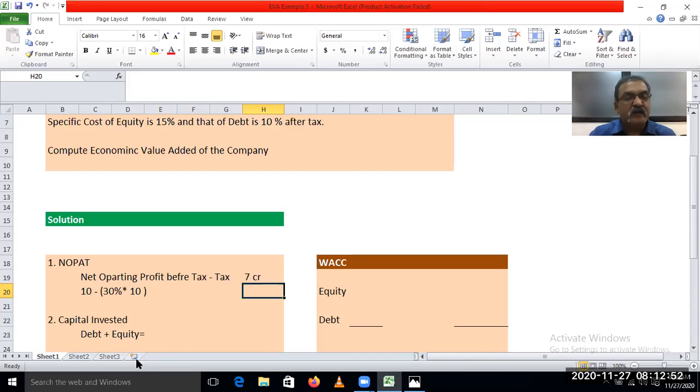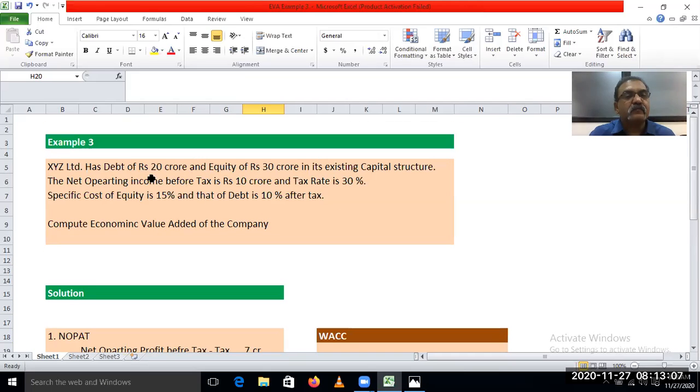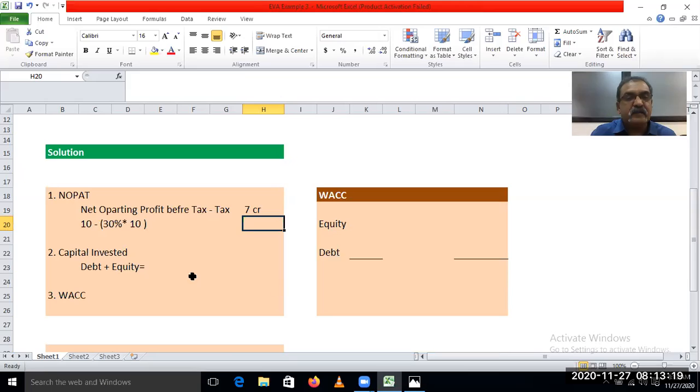Now next one, capital invested. Capital invested means what? We have seen it in our introductory video. That is debt plus equity. So check out how much is the amount of debt and how much is the amount of equity. It is given in the example that XYZ Limited has debt of rupees 20 crore and equity of rupees 30 crore. So debt 20 crore and equity 30 crore. So 20 plus 30, total capital invested will be 50 crore. So total capital invested of the company is 50 crore.